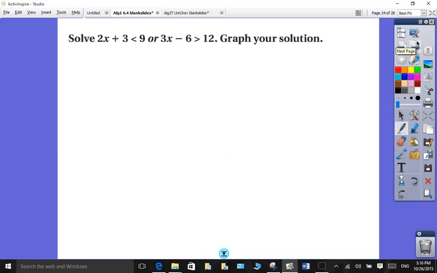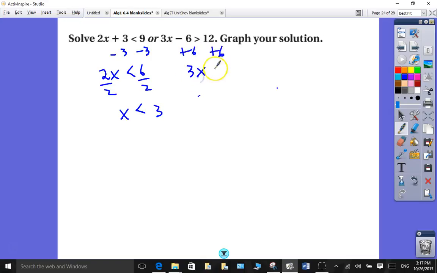Okay, now we're going to solve not quite the same problem. All the expressions are the same, but it's also an or. So let's see. Subtract 3, subtract 3. 2x is less than 6. Divide 2, divide 2. x is less than 3. Add 6, add 6. 3x is greater than 18. Divide 3, divide 3. x is greater than 6.